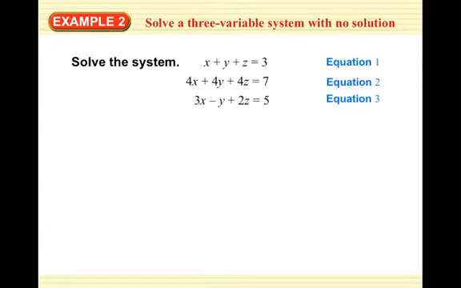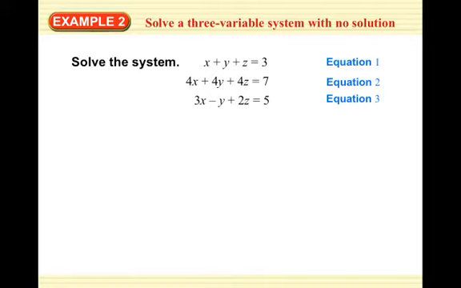And we've got x plus y plus z equals 3, so that's equation 1. Equation 2 is 4x plus 4y plus 4z equals 7, and then 3x minus y plus 2z equals 5. The way I label them or keep track of them is I put the numbers in little circles so that I don't accidentally think they're a coefficient. So I would label the first one with the 1 in a circle, the second one with the 2 in a circle, and the third one with the 3 in a circle.